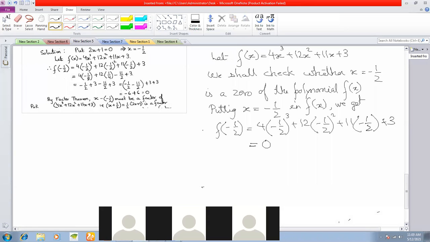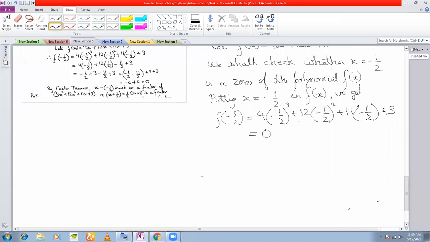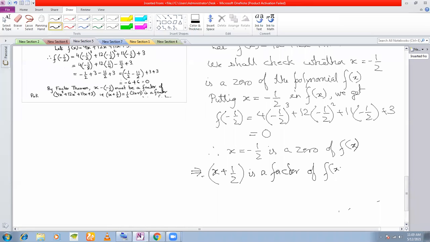I've shown you the calculation in the notes. Okay, now once you know that x is equal to minus half is a 0 of the polynomial, let's say 0 of f(x), so therefore what can you say? By factor theorem you can say x plus half is a factor of f(x). This you can say by factor theorem.